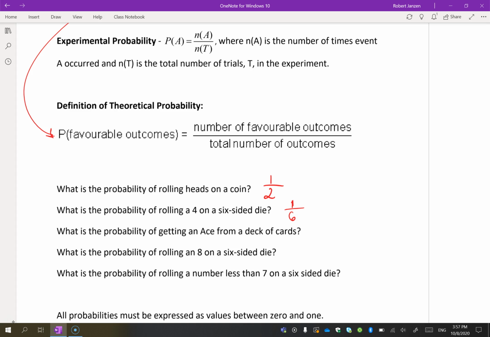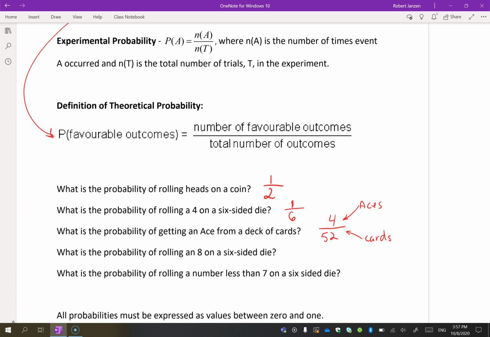Okay, what is the probability of getting an ace from a deck of cards? Well, how many aces are there? There are 4 aces in a deck. How many cards are there? So this is the total number of cards. That would be 52. Okay, what is the probability of rolling an 8 on a 6-sided die?